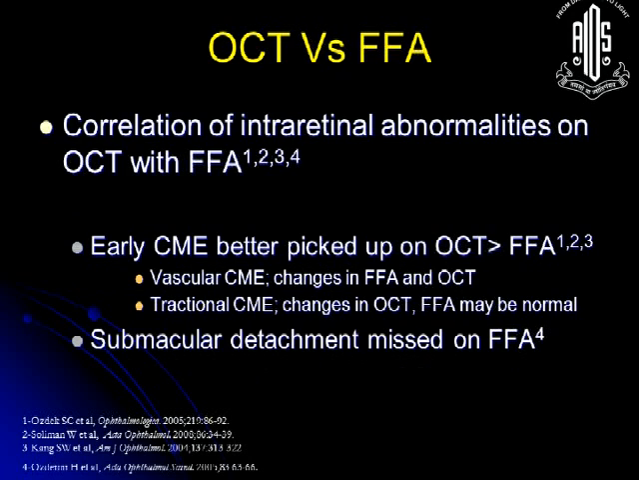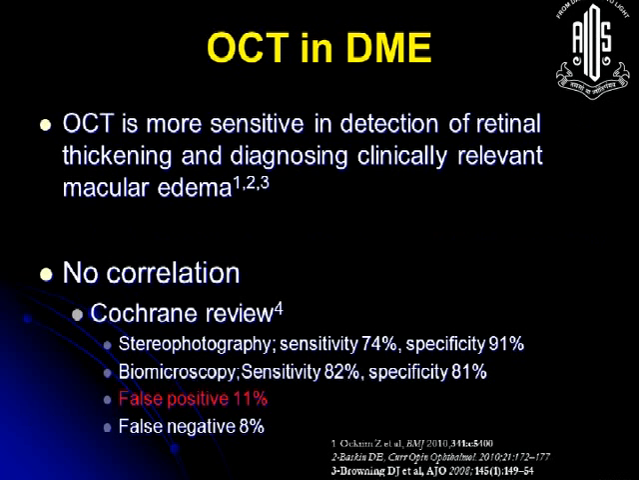Again, studies have also shown that there is a correlation of intraretinal abnormalities on OCT and FFA. We know that early CMEs are better picked up on OCT than on FA, and submacular detachments, which are easily missed on FA, can be picked up on OCT alone. So therefore, OCT is definitely more sensitive in detection of retinal thickening and diagnosing clinically relevant macular edema.